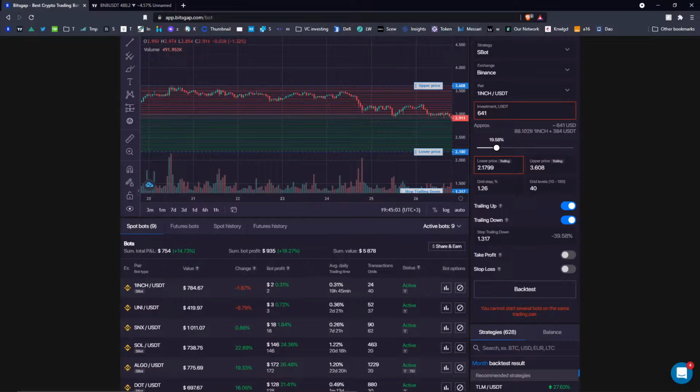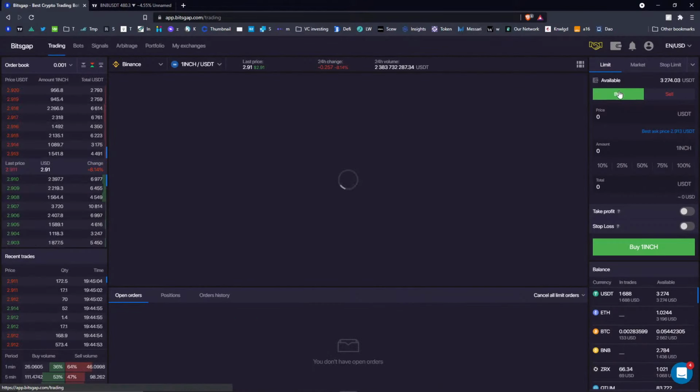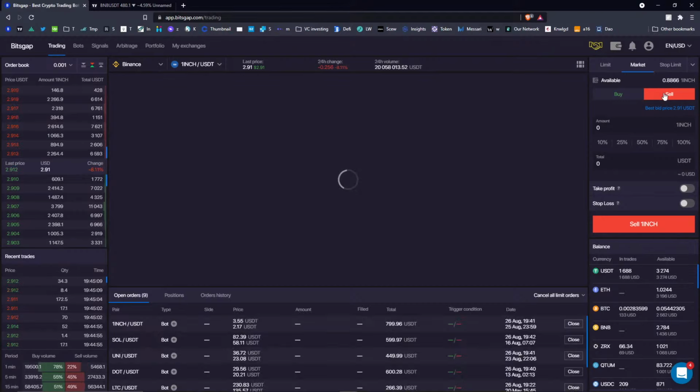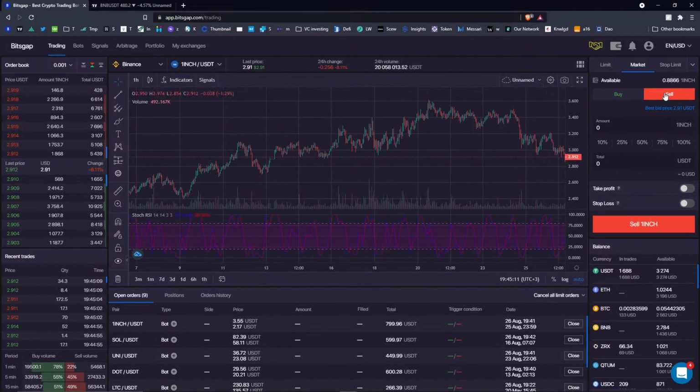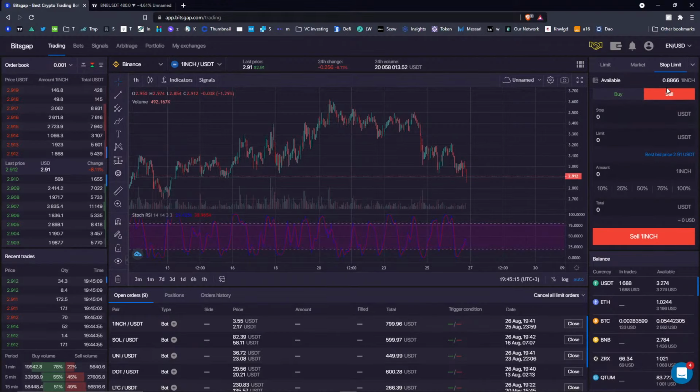Please explain smart trade sell once more. Which one? We have limit sell. We have market sell, which is like you just click on sell and it instantly sells. And you have the stop limit sell.